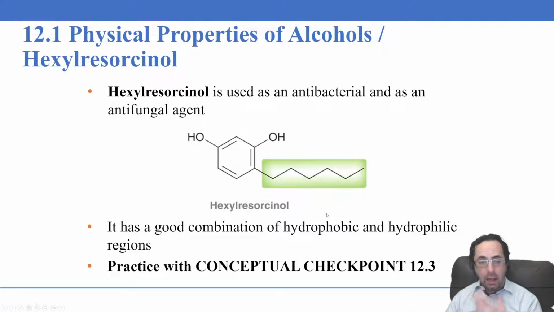Here's an example of an antibacterial phenol. Phenols are very commonly used as antibacterial agents. This is hexyl resorcinol, used as an antibacterial and antifungal agent. There are other modified resorcinols that are also used for things like mouthwash. So this has a good combination of hydrophilic parts, the 2 hydroxyl groups, and hydrophobic parts here. And that balance allows it to be effective as an antibacterial agent.